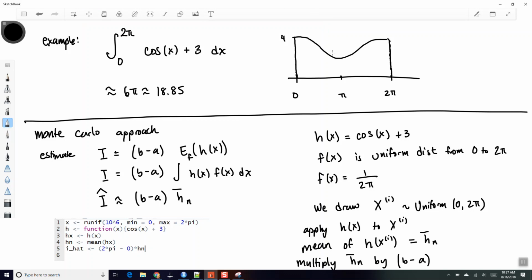And this will work. Let me just pause here and make sure this is okay. Are there any questions on this? No, we're all good. Okay. So that's Monte Carlo integration.